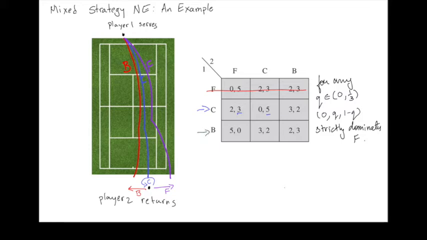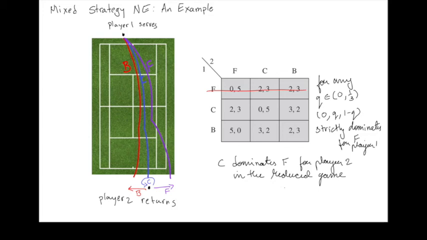If player 1 plays B, the payoff from moving to the forehand is 0, and the payoff from the center is 2. In either case, 5 is bigger than 3 and 2 is bigger than 0, so C dominates F. So we can remove F from player 2's strategies. That leaves us with this reduced game.